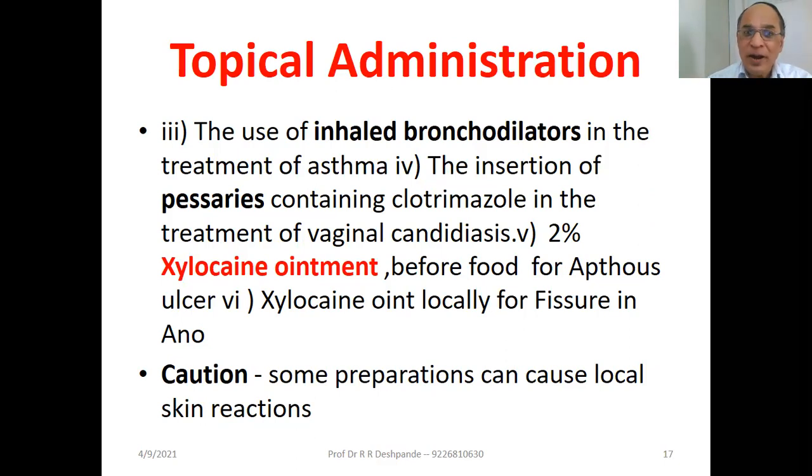2% xylocaine ointment before food. Remember, xylocaine ointment only 2% for local application for aphthous ulcers. Xylocaine ointment in a higher percentage is used locally for fissure in ano, in Ayurveda Parikartika. Now, when you give some application, try to understand there may be a local skin reaction. So be careful. Even Ayurvedic Pribhadra Taila prepared from Azadirachta indica, nimba, can cause allergy in some patients, with a papular rash, because of sulfur in the Pribhadra Taila.